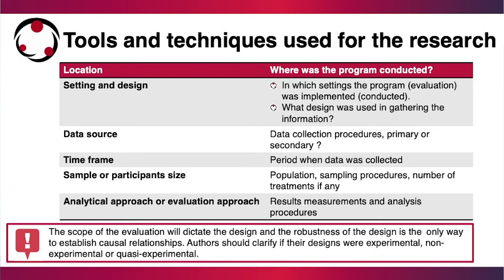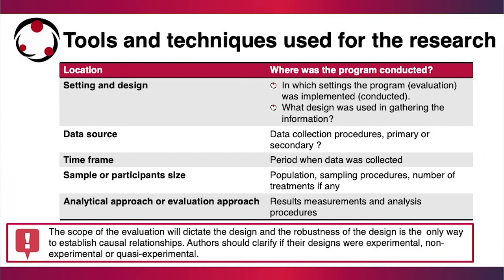Secondly, data sources. What were the collection procedures, primary or secondary? The time frame. When was the study carried out? What was the duration of the study? The sample size. How many people were in the study? How were they identified or selected, included or excluded in the study? Analytical approaches. How did you define your outcome and what were the analytical procedures used? For qualitative research, what theories did you apply and coding practices used? For quantitative, what statistical models did you use?